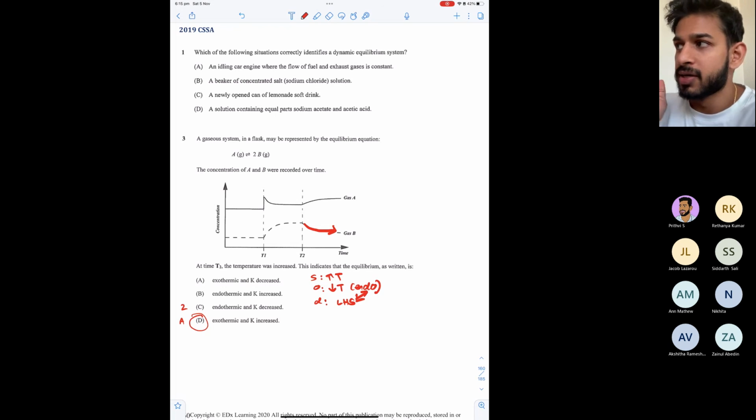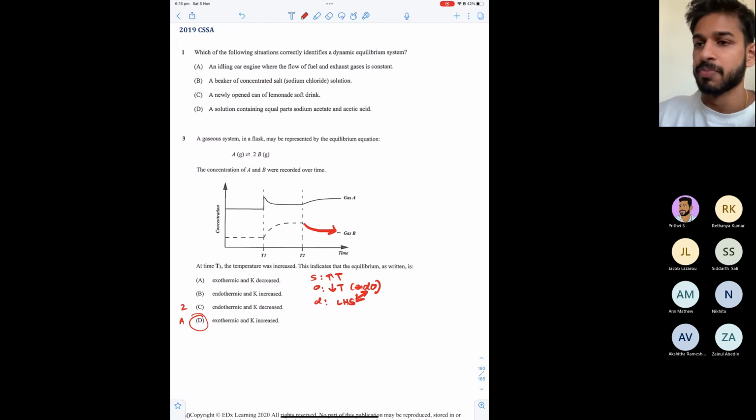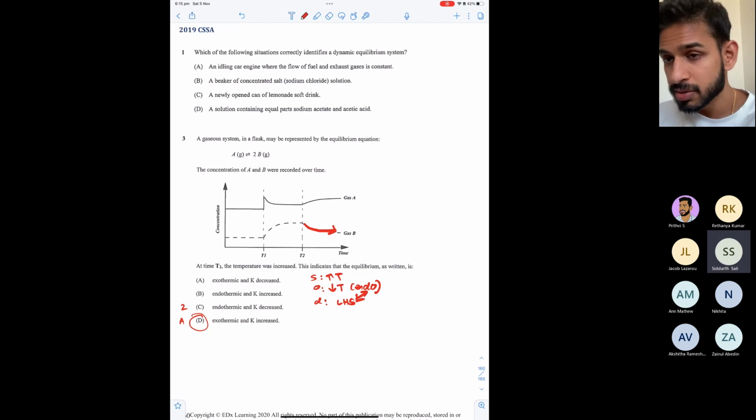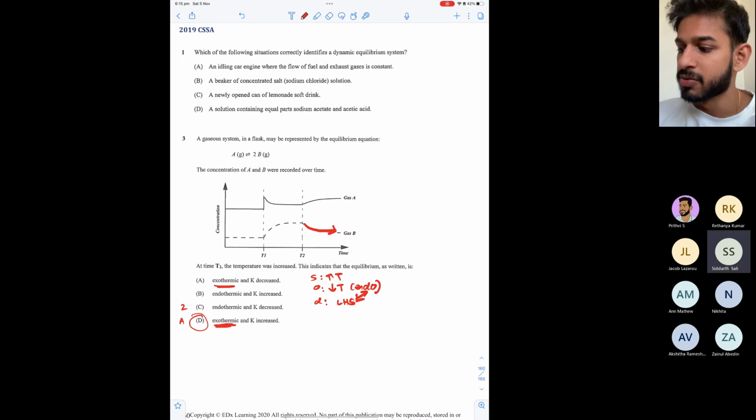I did not think when I just explained this. I literally just followed the template that I've always been following. You don't need to think for these questions, guys. They're very, very easy once you always apply the same framework, right? So just like that, I know the reverse reaction is endothermic. The forward reaction must be exothermic, right? So straight away I'm thinking, okay, forward reaction is exothermic. It's got to be A or D. What happened to K?